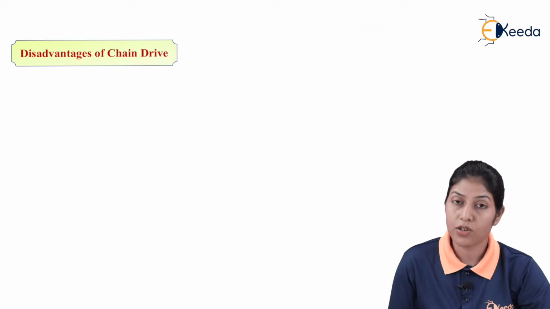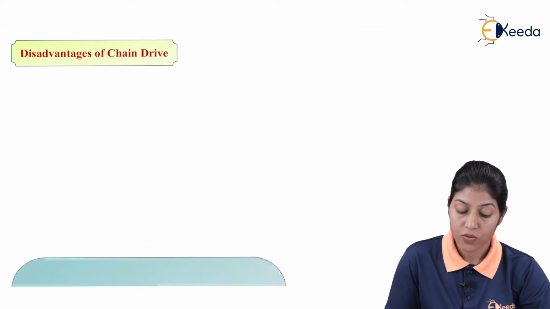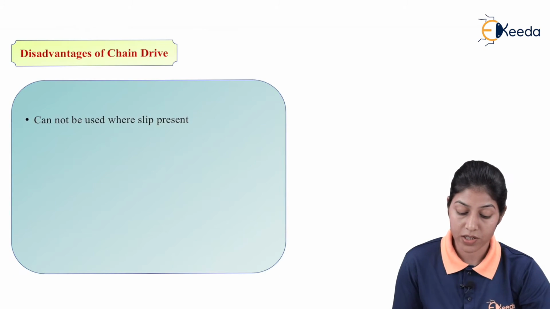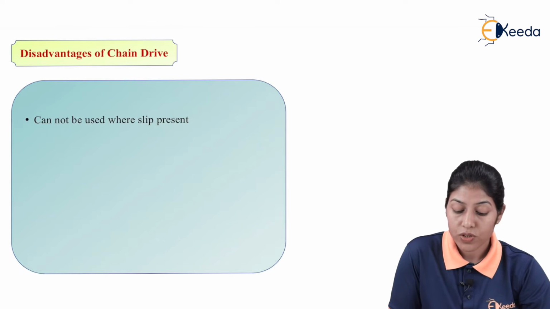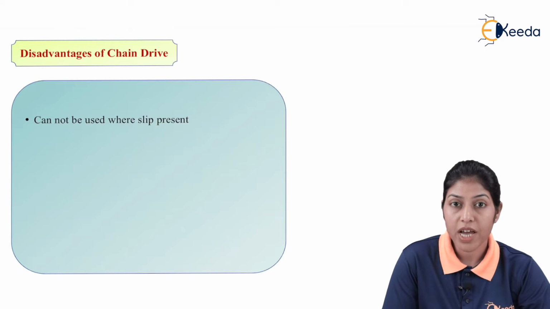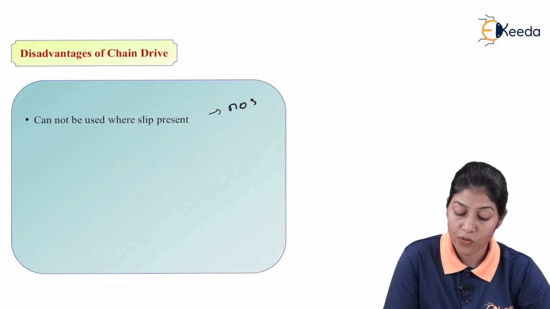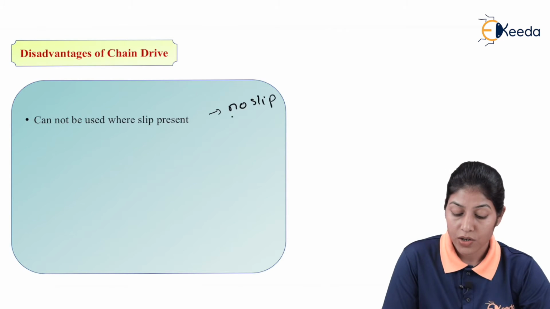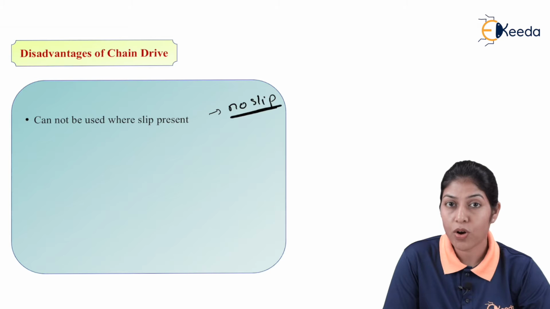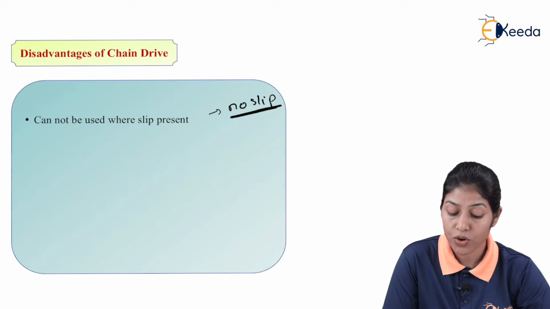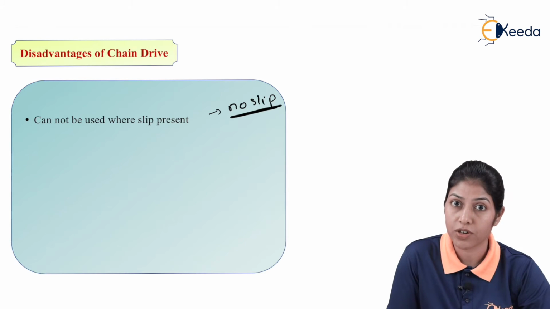But this chain drive has a lot of disadvantages also. So one by one I am going to discuss these disadvantages. We cannot use chain drive where slip is present. As we know, we use chain drive because of the no-slip condition. We are not getting any kind of slip because of the chain which is wrapped around the sprocket, and the sprocket is a toothed wheel, so it will provide a firm grip for the chain drive. So no-slip condition we consider for the chain drive. But where slip is present, in that condition we cannot use chain drive.